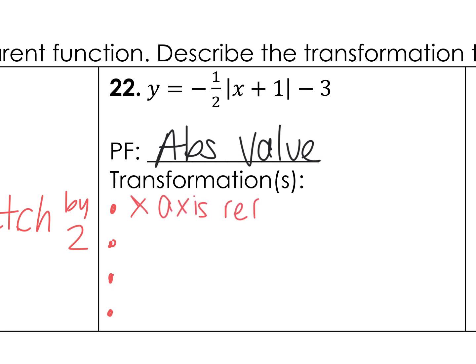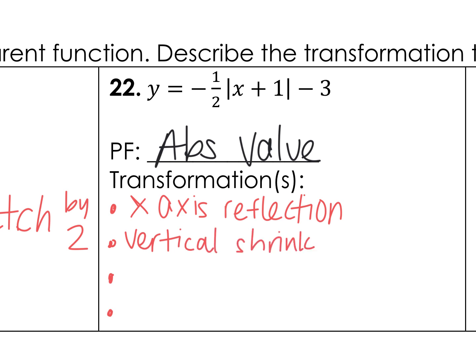What does the 1/2 do? It's vertical because it's out in front. It's a shrink by 1/2. It's a shrink because it's a number less than 1, meaning that it's getting half the size. It's getting shorter. Okay, the +1 makes it go left. The -3 makes it go down. Good.